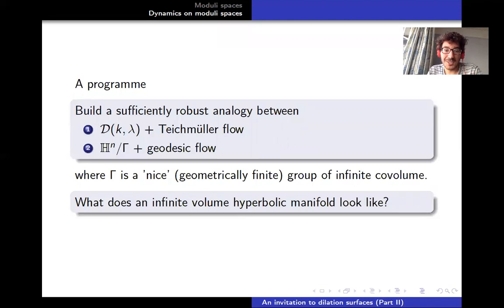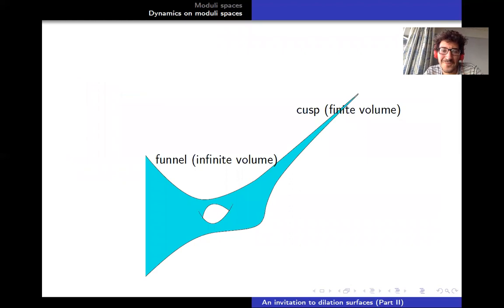Just to give a picture of a hyperbolic surface of infinite volume, basically they look like this. Either you have cusps, and you probably know what a cusp is, which have finite volume, or you've got what people call funnels, which are those wider ends of infinite volume, which are essentially the quotient of the hyperbolic space by a hyperbolic isometry. So that really resembles what we've already seen.